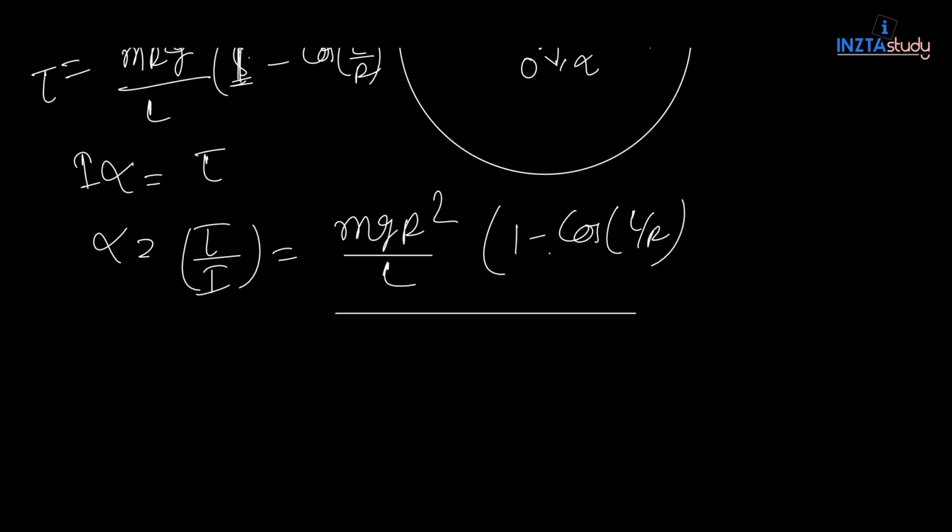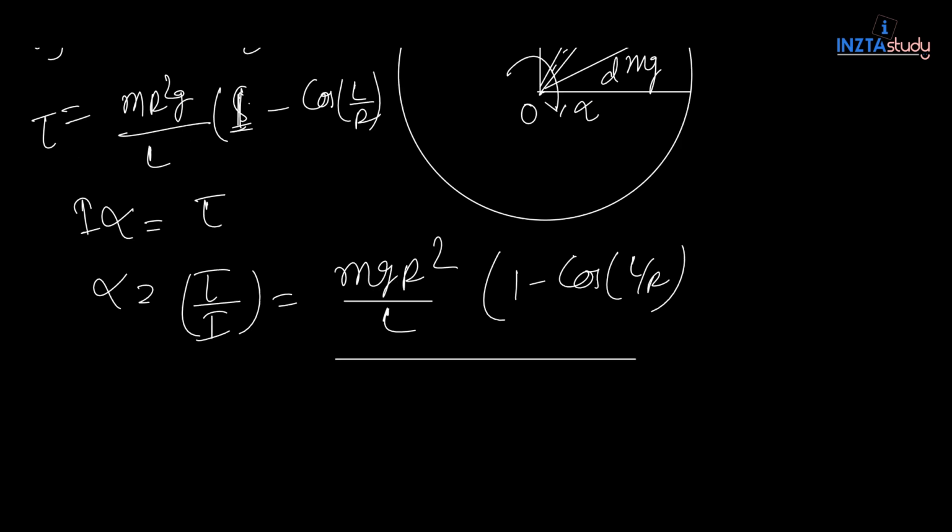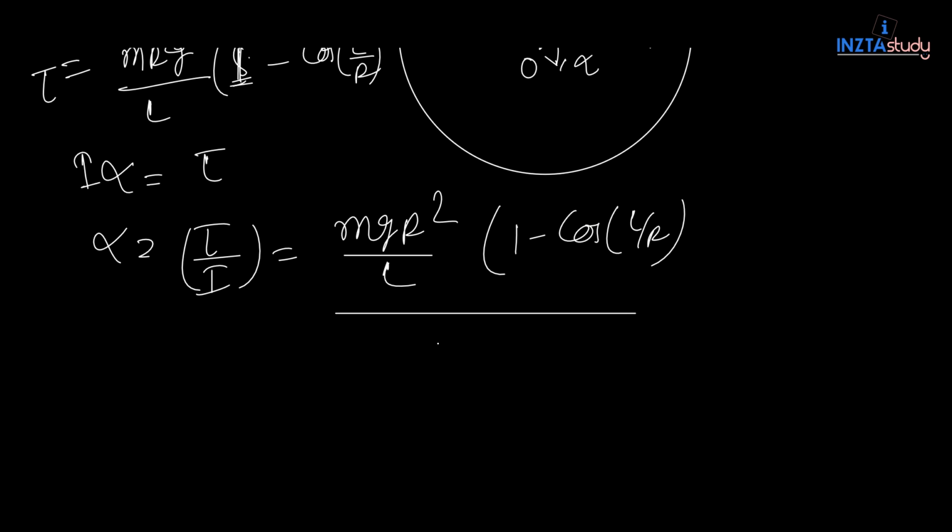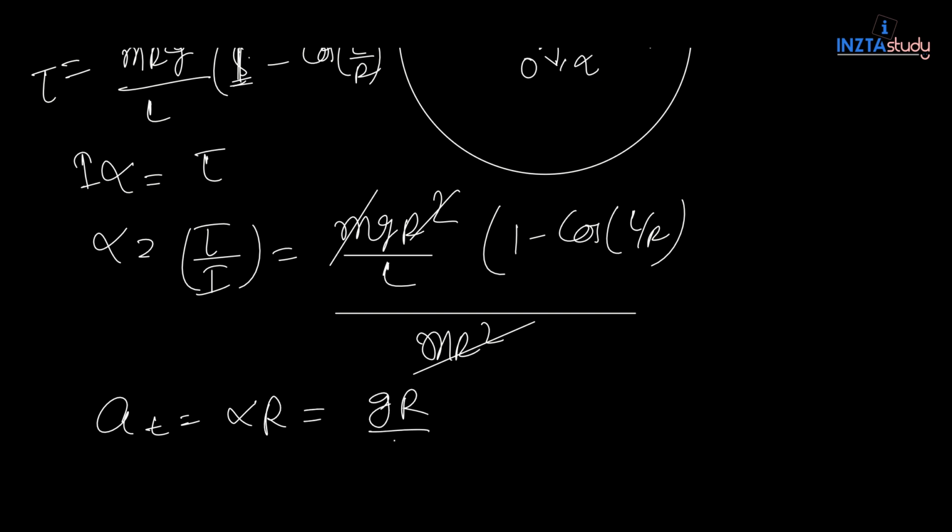Now what is this I? All the masses are kept at a distance r from the center, so I is going to be m r square. So m r square and m r square will get cancelled out, and this is the remaining α. The tangential acceleration that it is going to obtain is α times r, so it is g r by L into (1 minus cos L by R).